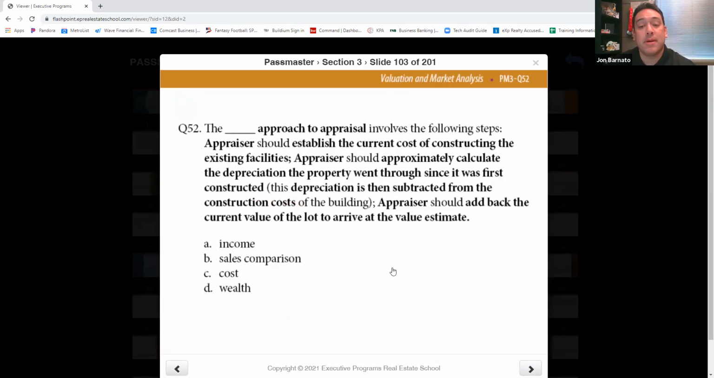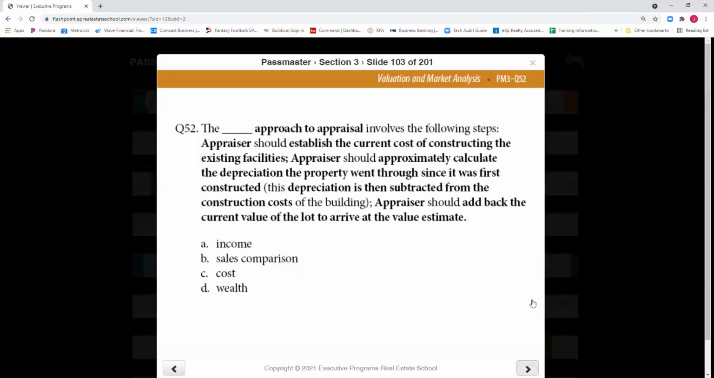A blank approach to appraisal involves the following steps. The appraiser should establish the current cost of constructing the existing facility. The appraiser should approximately calculate the depreciation the property went through since it was first constructed. This depreciation is then subtracted from the construction cost of the building. The appraiser should add back the current value of the lot to arrive at the value estimate. Gosh, darn it, that sounded complicated. What the heck appraisal approach is that? Cost.